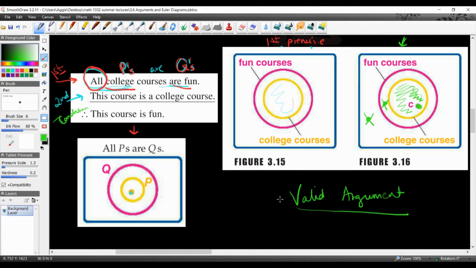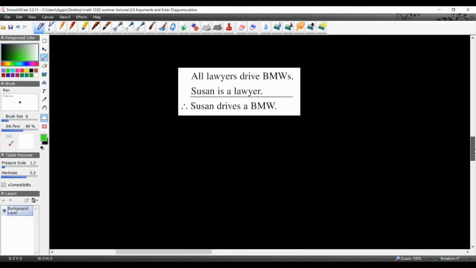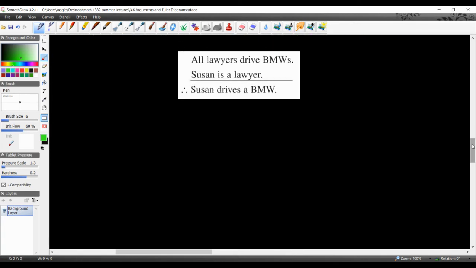All right, let's try another one and see how this works. We have another example. All lawyers drive BMWs. Susan is a lawyer, therefore Susan drives a BMW.